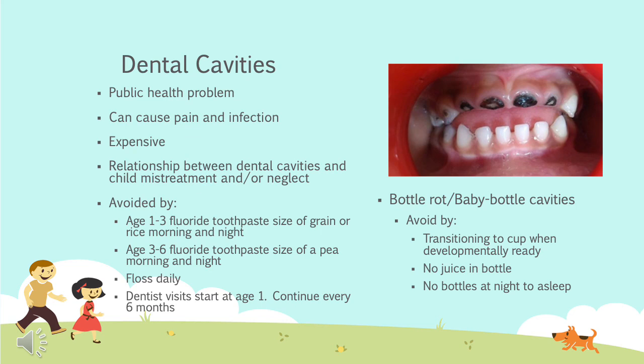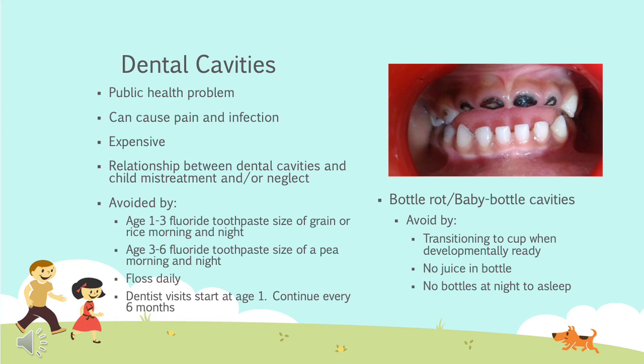They should floss daily once they have at least 2 teeth. And even though the teeth aren't always touching, like in this picture here, it again helps develop the healthy habits that are going to be continued throughout their life. The dentist should be visited by age 1 for the first time, and then continue to be visited every 6 months for the rest of their lives.